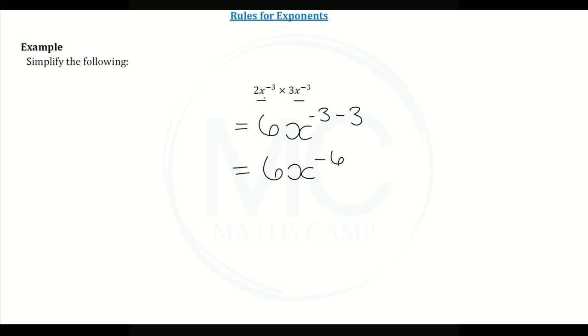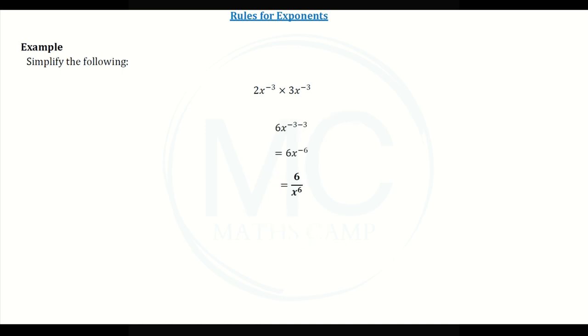Finally, let's make the exponent of x positive. So we can leave 6 where it is. Let's move our x into the denominator, and we say over x to the power of positive 6.